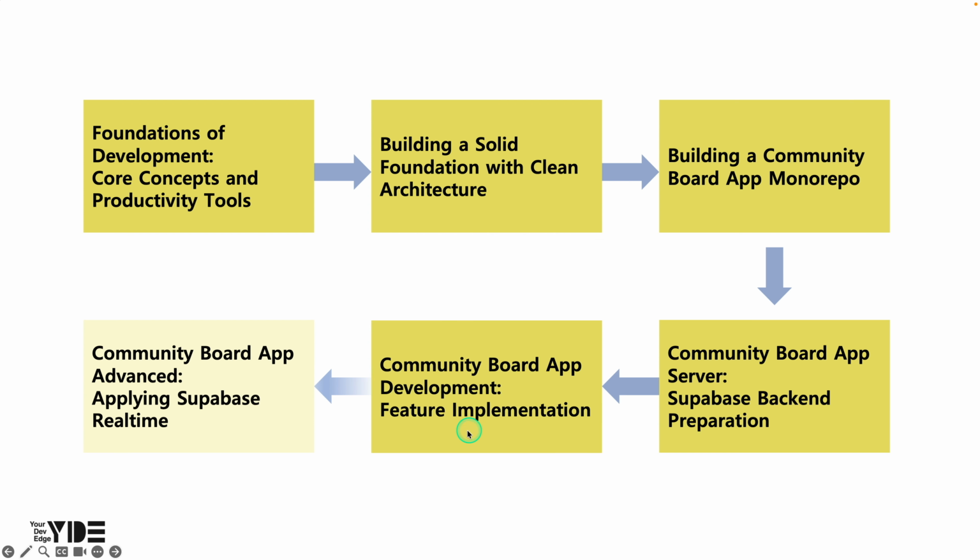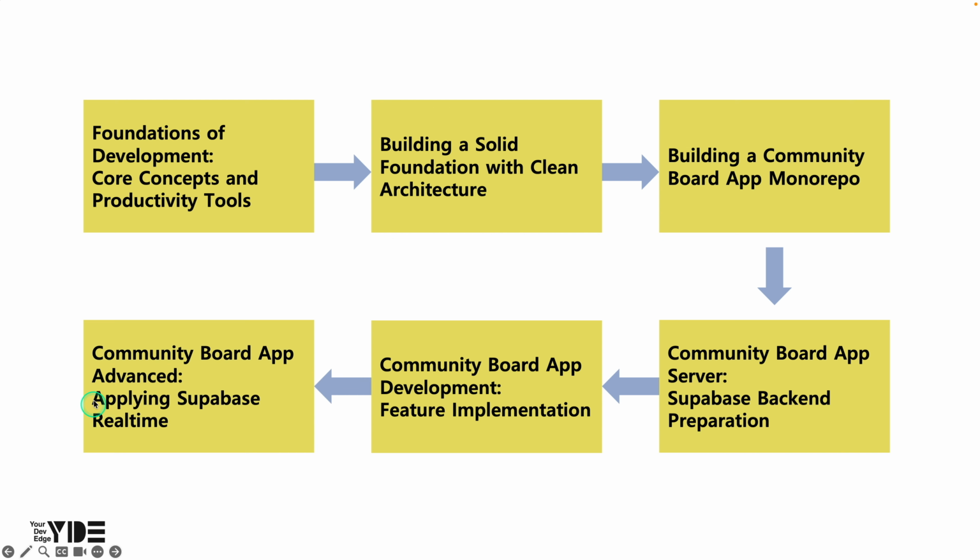Section 6. Community board app development, feature implementation. This is the core stage, where all the knowledge learned so far is fully utilized. We'll meticulously implement the app's key features, including authentication, post management, profiles, and responsive search one by one, utilizing clean architecture, Bloc, and a global event bus.